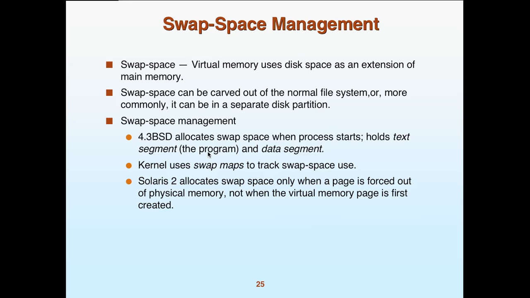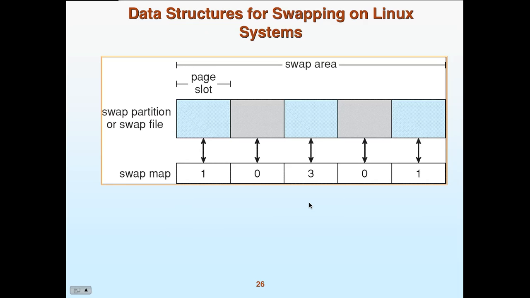Solaris 2 allocates swap space only when a page is forced out of physical memory, like what we talked about with virtual memory management. Not when a virtual page is first created, but only after we run out of memory. Windows also has the option to use swap space. You can configure it in the Control Panel, under the System icon. There's a virtual swap space option where you can create a swap area, and it's done the same way as in a Linux system.